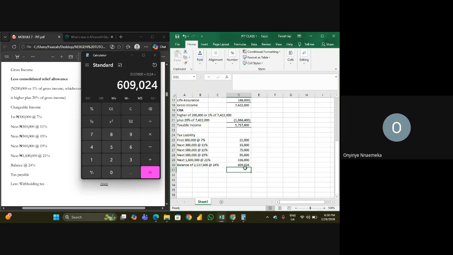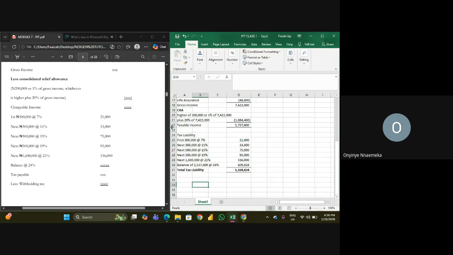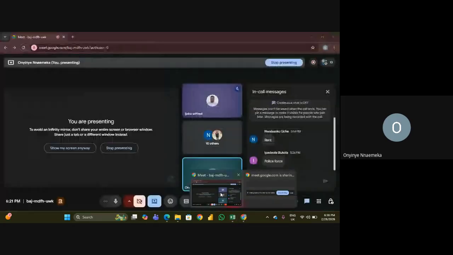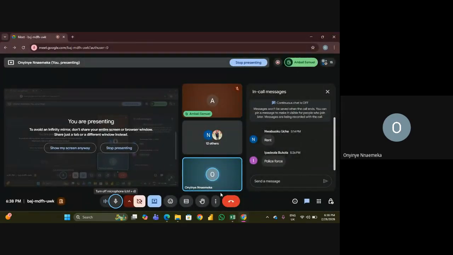Total tax liability is going to be, this is your total tax liability. So that's it, total tax liability. So guys, any question? Before we call it a day, I really need to leave now. Any question? Samuel, kindly ask your question.